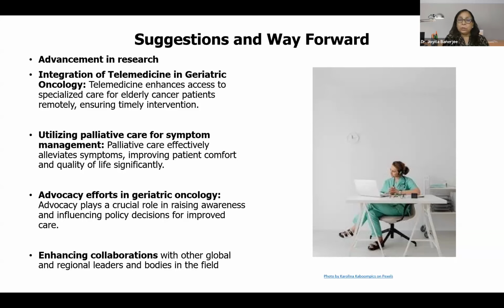Advocacy efforts in geriatric oncology. Advocacy plays a crucial role in raising awareness, and we need to raise the awareness. So once the clinicians are aware of the needs of the geriatric population, they will be more open to utilize the geriatric assessment tools and geriatric assessment methods and incorporate them in their oncology practice. And enhancing collaborations with other global and regional leaders and global bodies in the field so that we can take the field forward. And I would like to end here so that we can go ahead with the program.